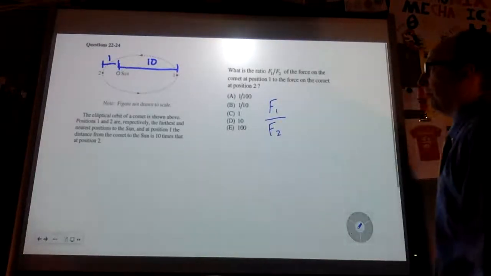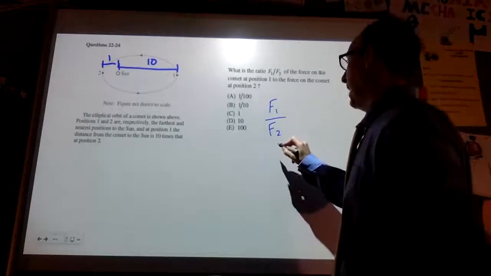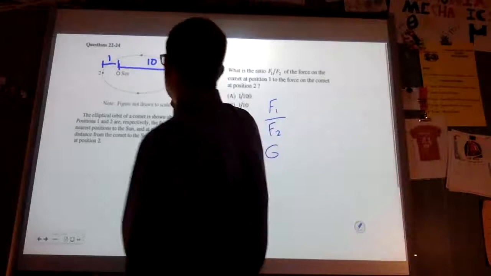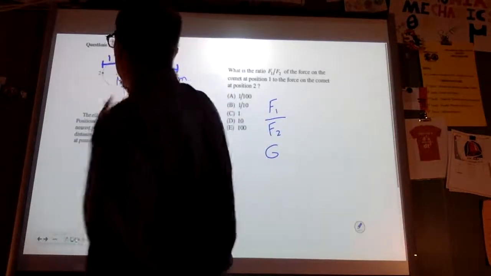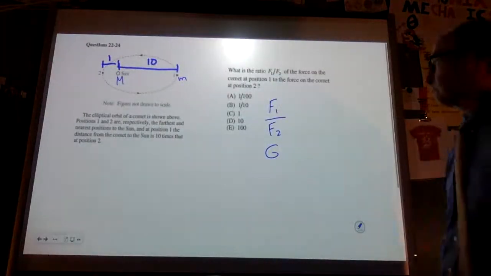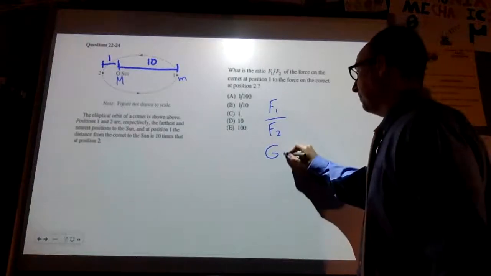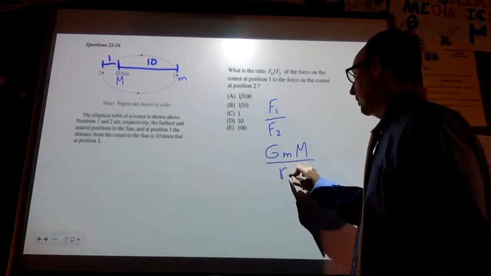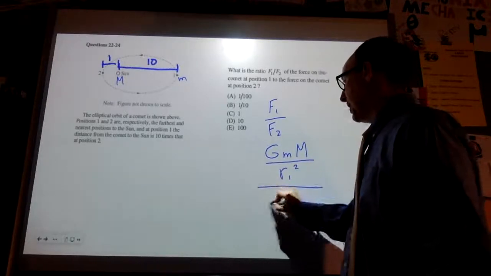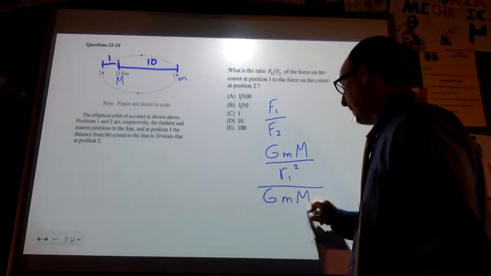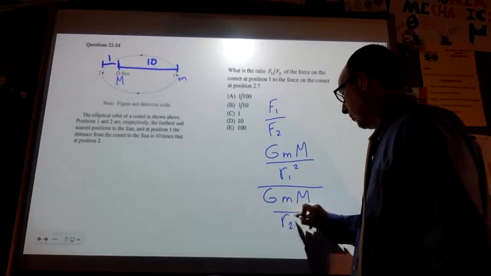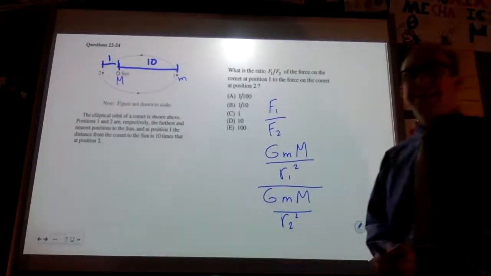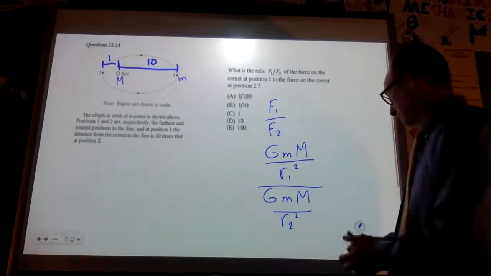All right, so F1, these are the same masses. So I'm going to have G, I'll have little m for the comet, big M for the sun. Seems fair. So I'm going to have G, little m, big M over R1 squared is equal to G, little m, big M over R2 squared. And we should be able to cancel out a number of things.